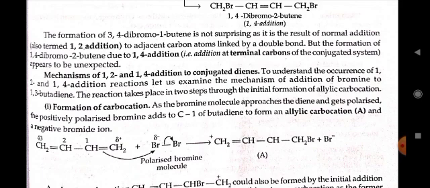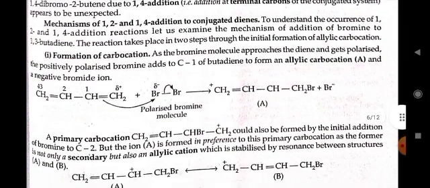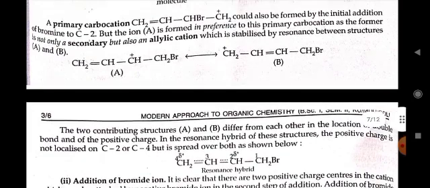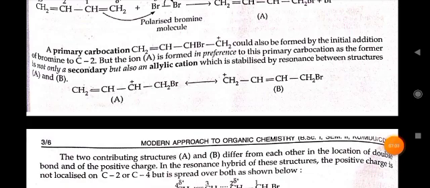Formation of carbocation. As the bromine molecule approaches the diene and gets polarized, the positively polarized bromine adds to C1 of butadiene to form an allylic carbocation and a negative bromide ion. A primary carbocation, CH2=CH-CH2+, could also be formed by the initial addition of bromine to carbon 2, but the ion A is formed in preference to this primary carbocation, as the former is not only a secondary but also an allylic cation, which is stabilized by resonance between structures A and B.